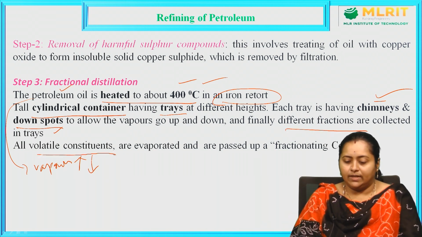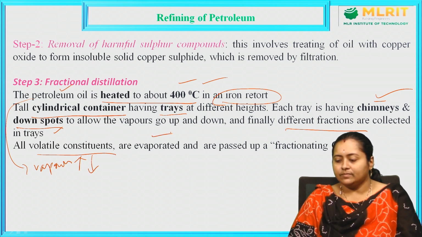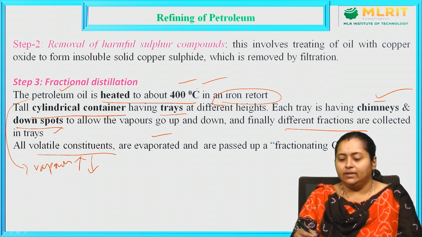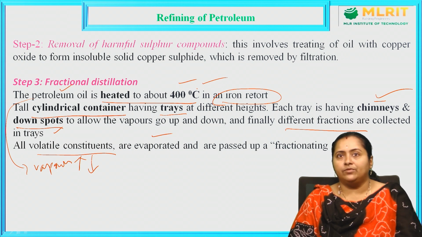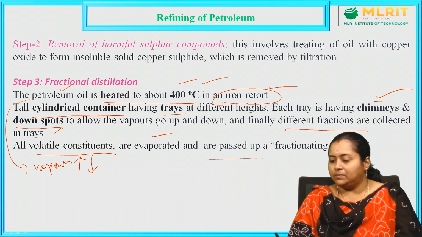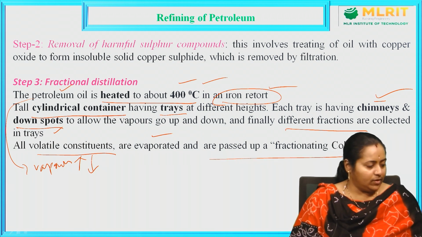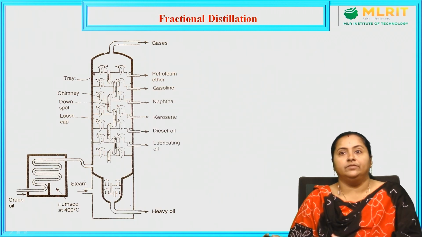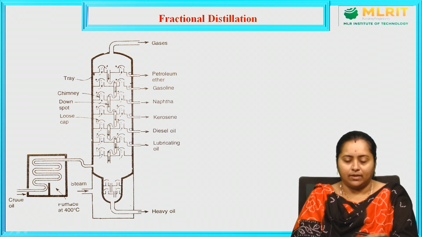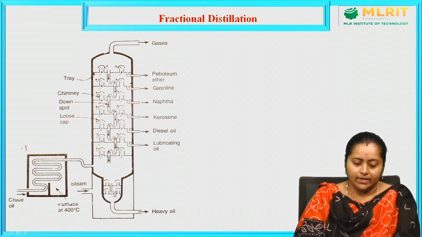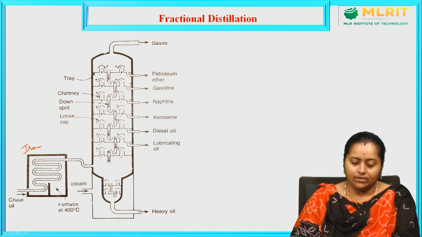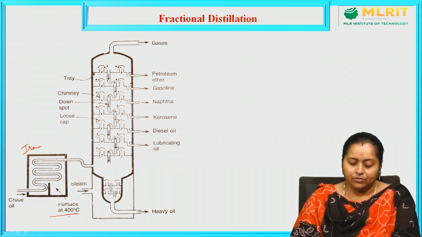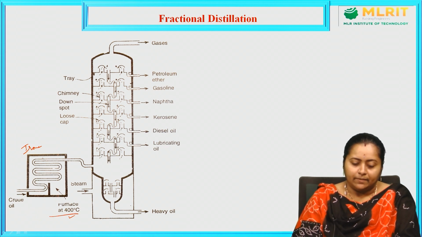So all these volatile constituents are evaporated first, that is by heating them up to a temperature of 400 degrees centigrade using one iron retort or furnace, a closed one. And then allowed to pass to a tall fractionating column. So let us see how this will happen. See, this is the figure that is representing a tall fractionating column. So this is what we call the iron retort. As I told you, this is the iron retort, or we will call it a furnace, which is maintained at 400 degrees centigrade temperature. If you notice, it is provided with one pipeline, this one.